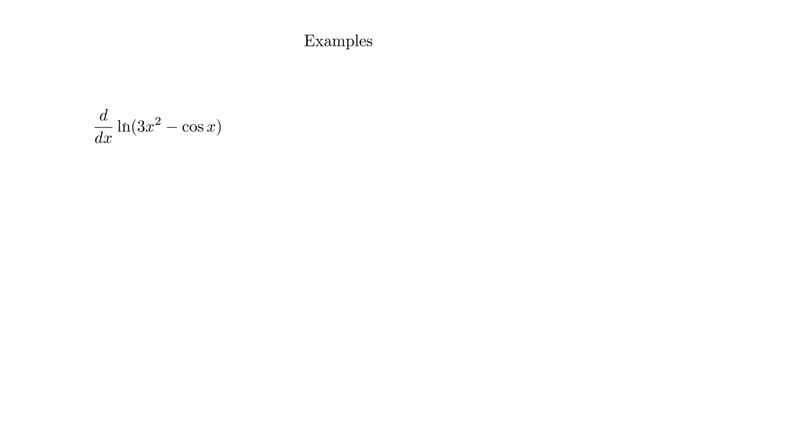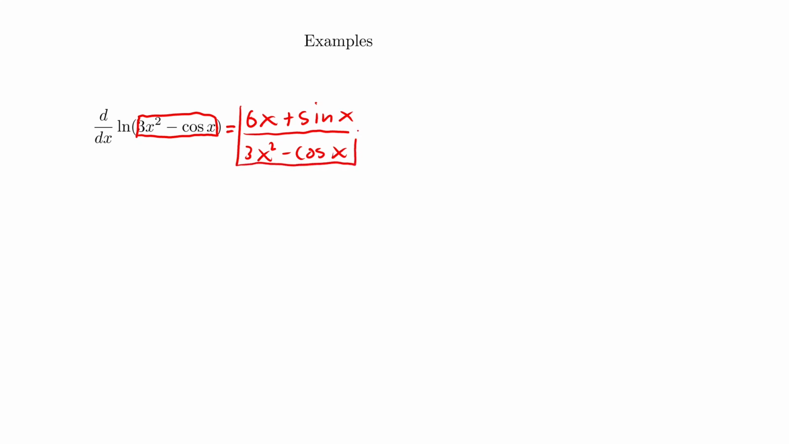Suppose I want to take the derivative of the natural log of this particular function here. The rule is we simply take the derivative of this function, and when I say this function, I mean just the inside part here. So I look at my inside part, and the derivative is going to be 6x. And we know that the derivative of negative cosine is going to be positive sine, so we're going to put plus sine x. And then we divide it by the original function, so that's going to be 3x squared minus cos x. And that is our answer.